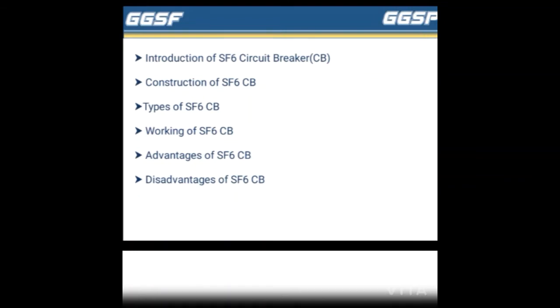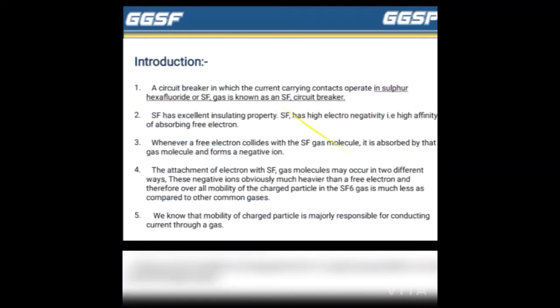Introduction: A circuit breaker in which the current carrying contacts operate in sulfur hexafluoride gas is known as SF6 circuit breaker. SF6 has excellent insulating properties and high electronegativity, that means a high affinity for absorbing free electrons. Whenever a free electron collides with an SF6 gas molecule, it is absorbed by that molecule and forms a negative ion. The attachment of electrons with SF6 gas molecules may occur in different ways.